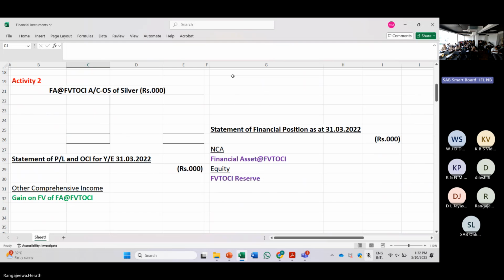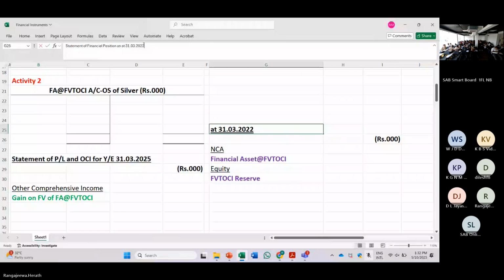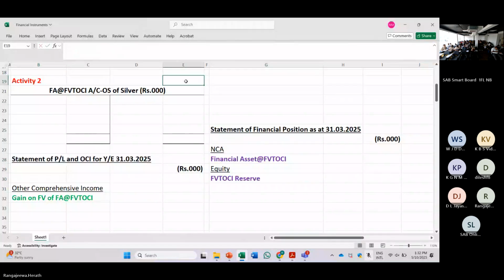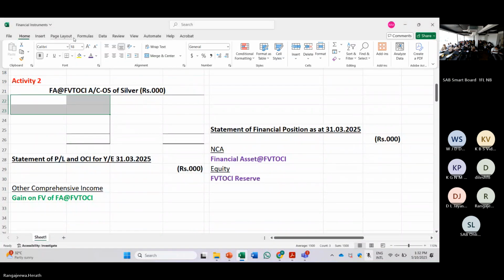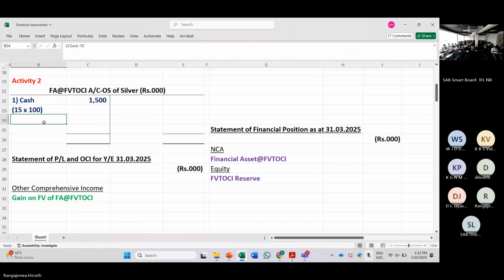Financial asset at fair value through OCI. Ordinary shares of Silver. Now the investment you made: 15,000 shares at 100, that was 15 into 100, 1,500.